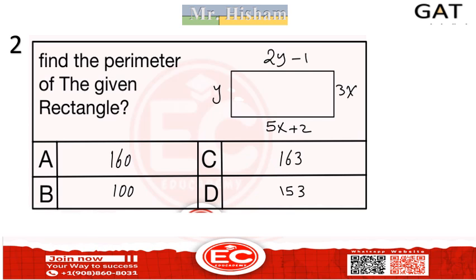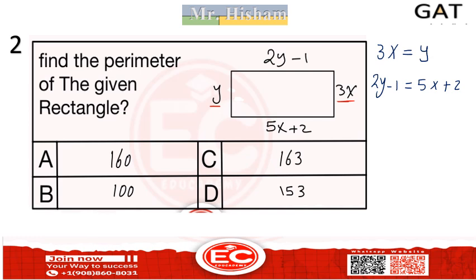Second question is also geometry. It says find the perimeter of the given rectangle. In the rectangle, each opposite sides are equal. It means that 3x is equal to y, and 2y minus 1 is equal to 5x plus 2. So first, I need to solve these two equations together.